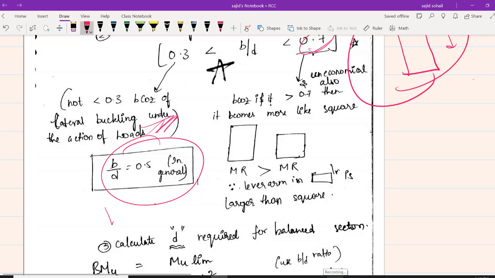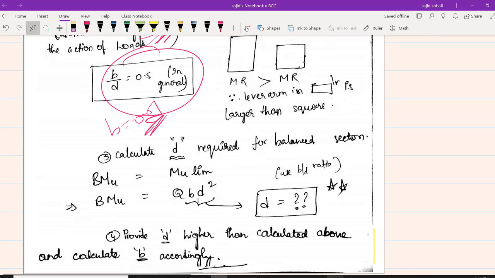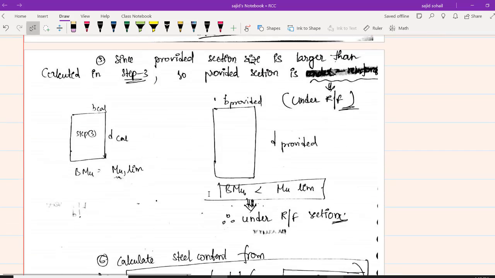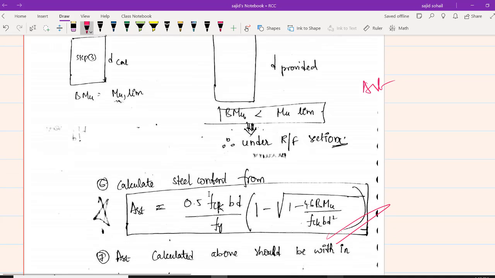If you don't know, just take the B value as 0.5 D, and the remaining cases are one and the same. So you can just calculate your D value by equating BMU equals MU limit. यहाँ से आपको D value आ जाएगा. So once you get the D value, your B value is 0.5 D. So now you know the dimensions. You just have to find out what is your steel. How to get steel? Same as here, ultimate bending moment, then compare with your MU limit. If it is less, then you can just use the formula for AST. Once you get that, end of story.